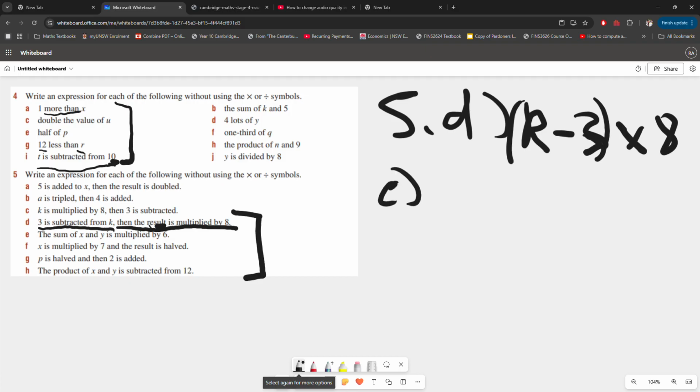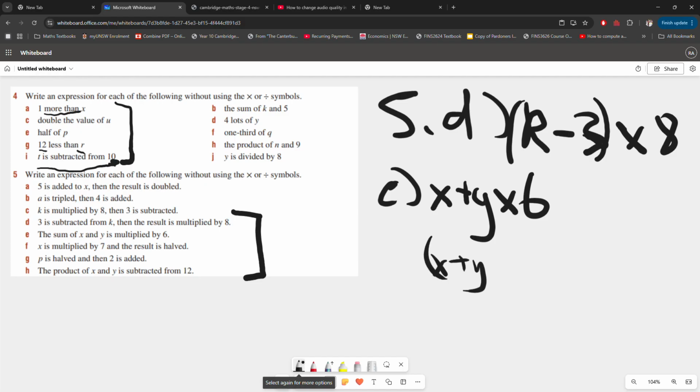Okay. Then we've got the sum of x and y is multiplied by 6. I do like doing these underlines, but sometimes it makes it a little bit hard to see. For e, we've got, the sum of x and y is multiplied by 6. So sum of x and y, sum means plus, so x plus y. And the sum of that is multiplied by 6. And again, you're going to notice this thing is different to this thing. Okay, these are two different things. Why are they different? Because in this instance, you would do y times 6 and then plus x, whereas here you do x plus y and then times 6.